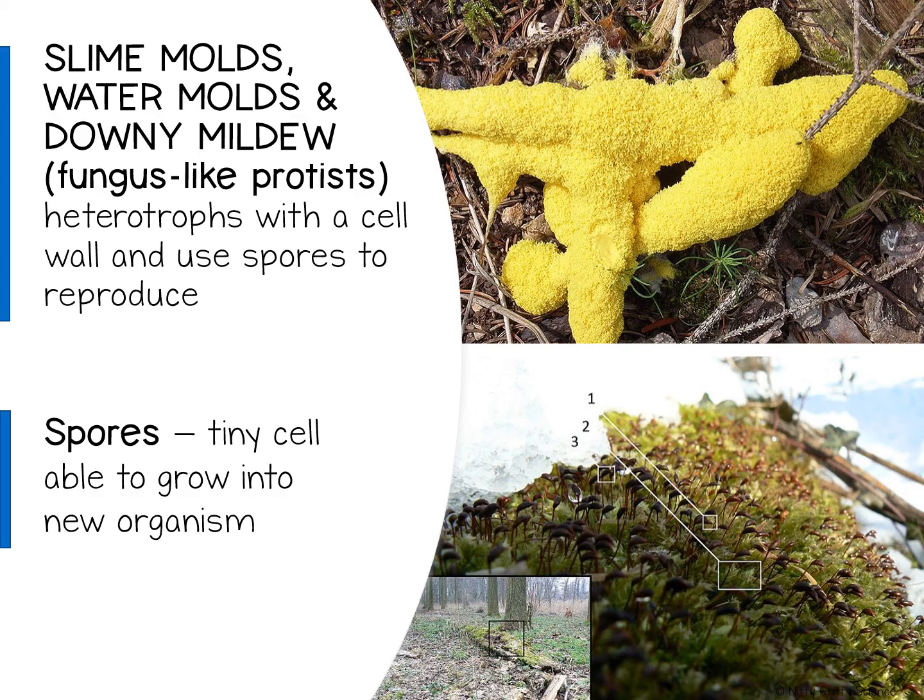Now, water molds and downy mildews live in water or moist places. They often grow as tiny threads that look like a fuzz. Many times they attack food crops such as grapes and potatoes. A species of water mold made history when it destroyed the Irish potato crops in 1845 and 1846, causing a famine where more than 1 million people in Ireland died and forced many people to leave their country.